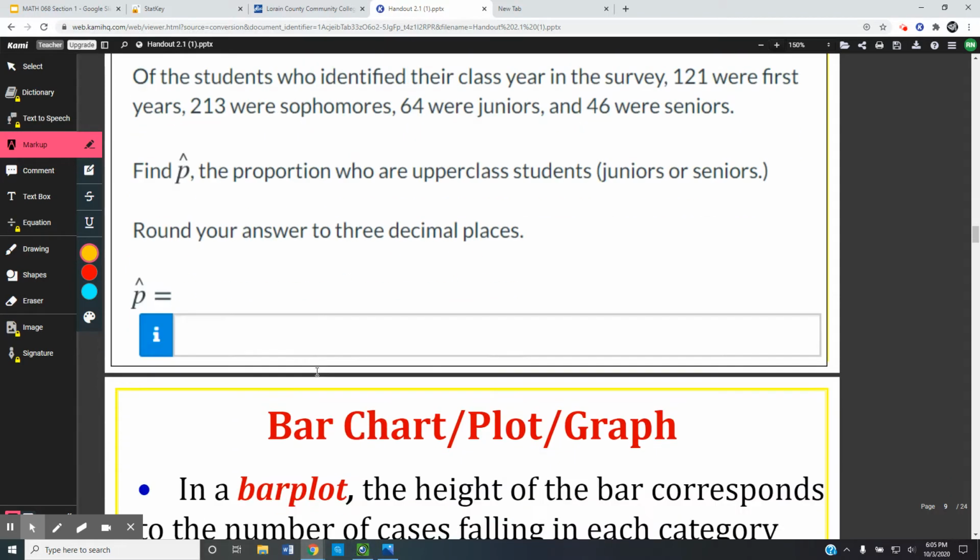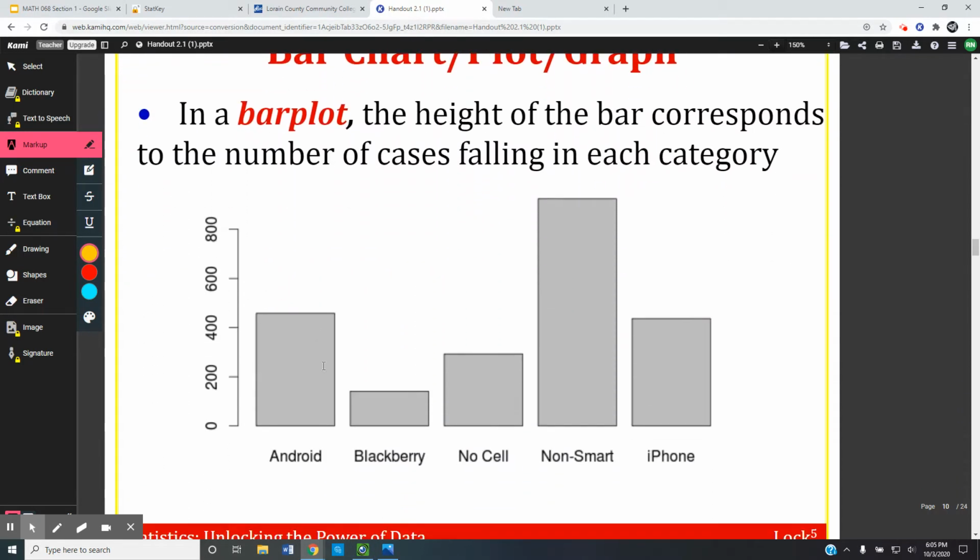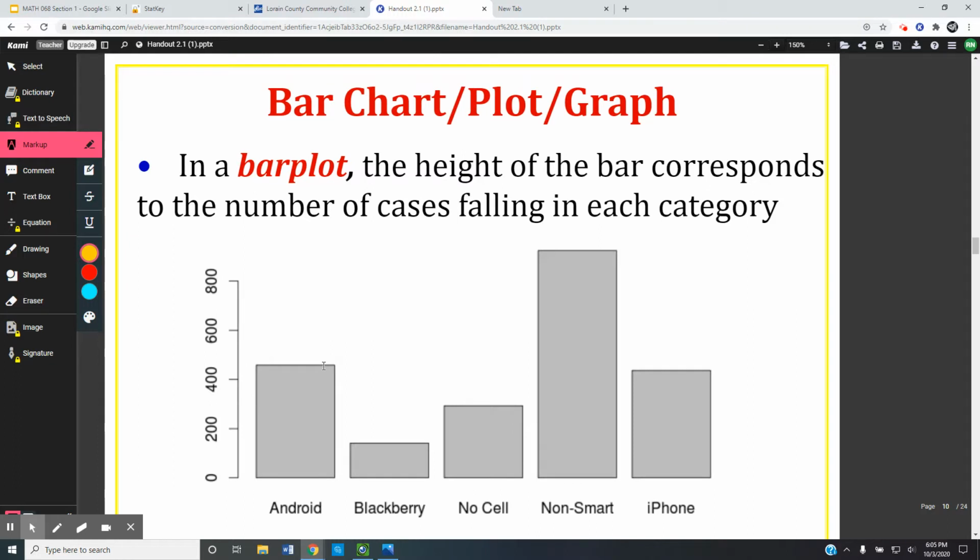Moving on to the next one. A bar chart, a plot, a graph. We use a bar chart in order to see a single categorical piece of data. You notice across the bottom of the bar chart, and I'm going to put a little bit of drawing down here, across the bottom are all the categories, and going up the sides are just simply the counts. So if we look at the BlackBerry, it corresponded to a count that's something under 200, but yet something over 100. All the bar chart does is show the count in each one.